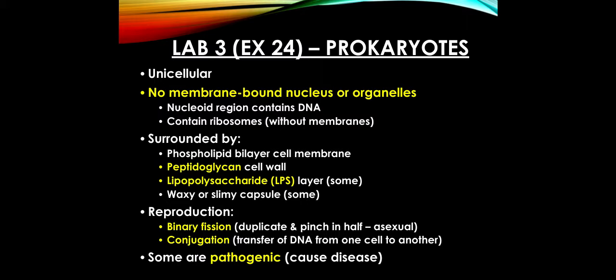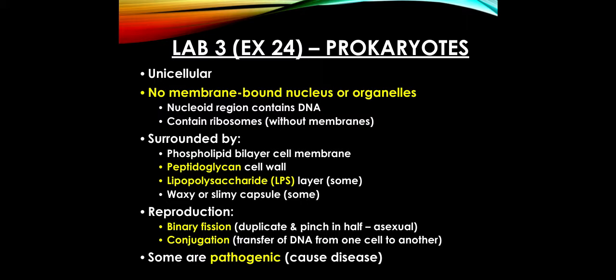And they do have ribosomes, but they're not the same as eukaryote ribosomes. These ribosomes do not have membranes. They're surrounded by a phospholipid bilayer cell membrane. That's what is keeping that unicellular organism intact.